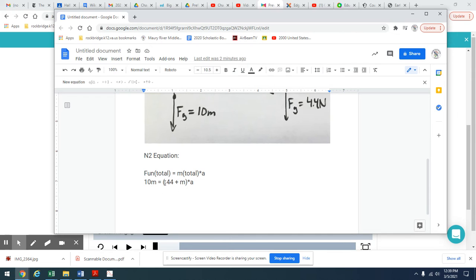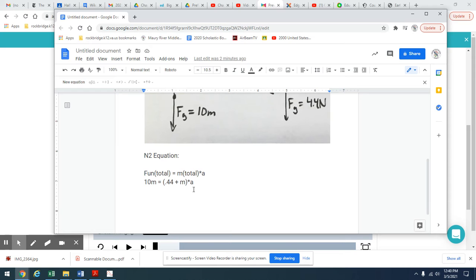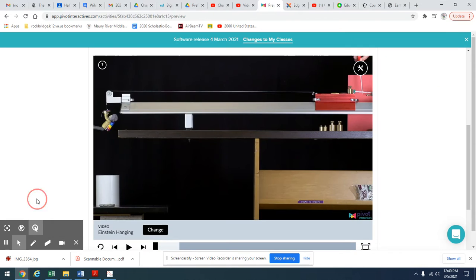And then the mass total is 0.44 plus whatever m is, right? That's the 0.44 plus whatever m is. And then times acceleration. So what we need to do now is find the acceleration. So I need some data.